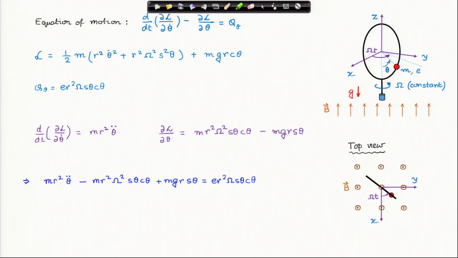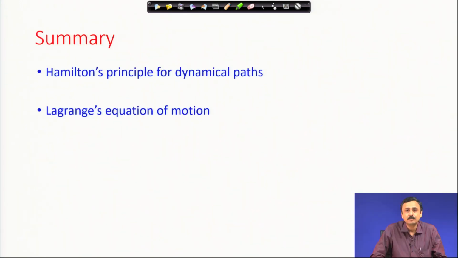That completes this example. Let me summarize. We looked at examples to demonstrate the Hamilton-Ostrogradsky principle to derive equations of motion of systems with external and non-conservative forces. So, with that I will conclude this lecture.